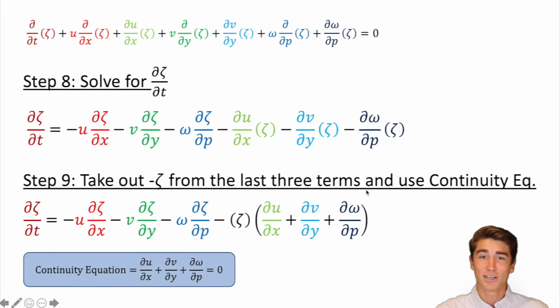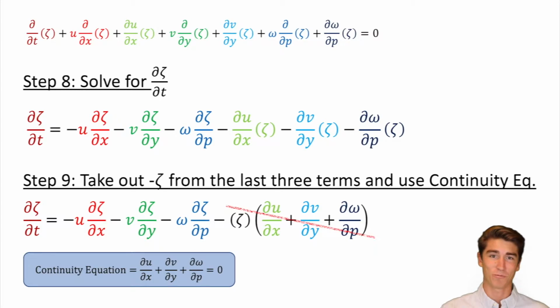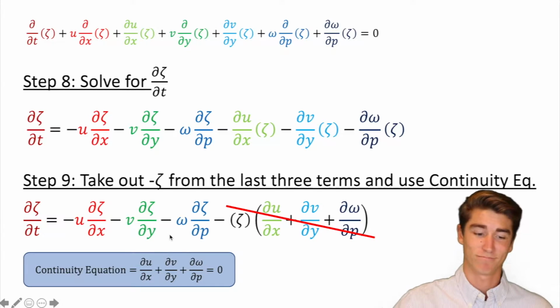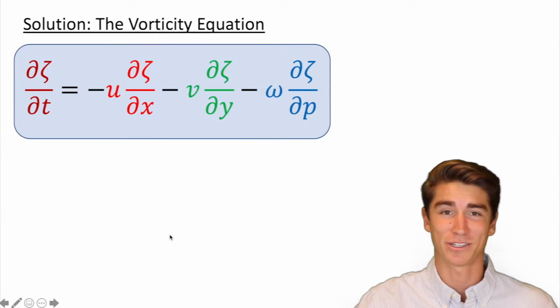We're going to be using the continuity equation. So here you see the continuity equation, du dx plus dv dy plus d omega dp equals 0. What do we do when something's equal to 0? That's right, we just cancel it out. So what we are left with is the vorticity equation.